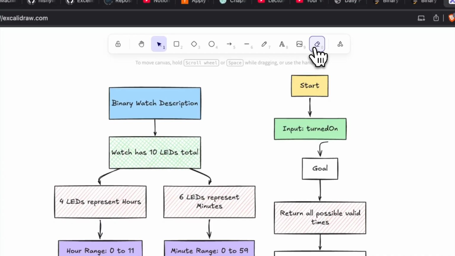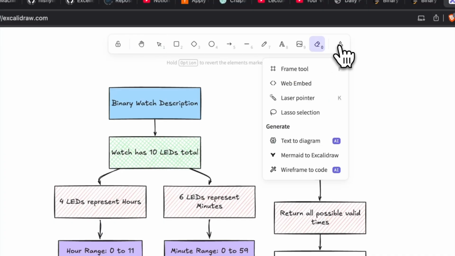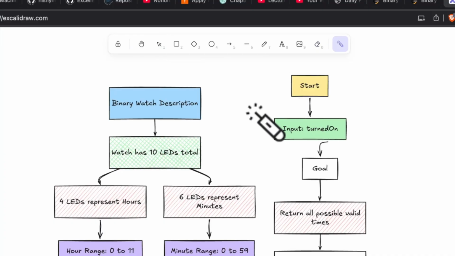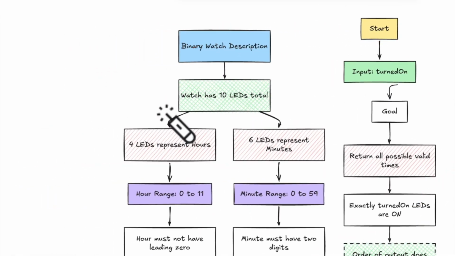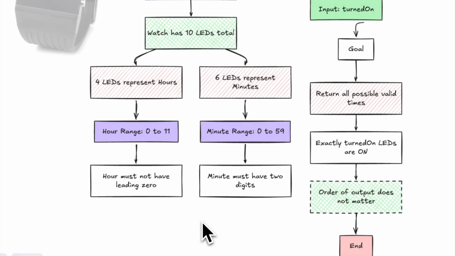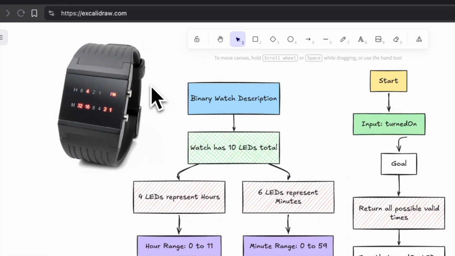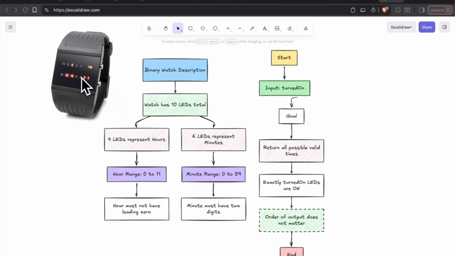So from my understanding, I was able to figure out what the problem statement is so far. The watch has 10 LEDs. 4 LEDs represent the hours, the upper ones which we have. Let me bring the image also. Okay, so the image is here now. For example, H can range from 0 to 11.